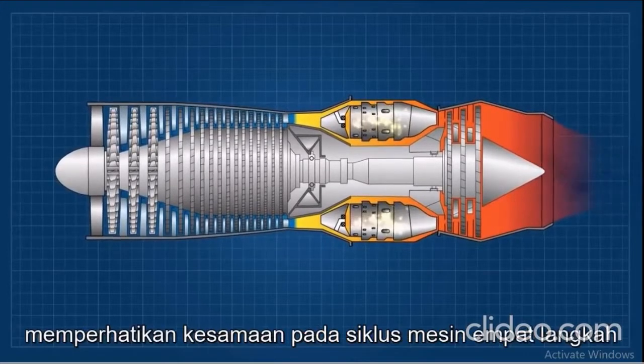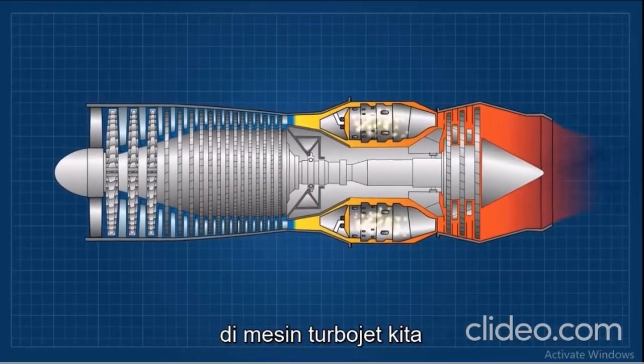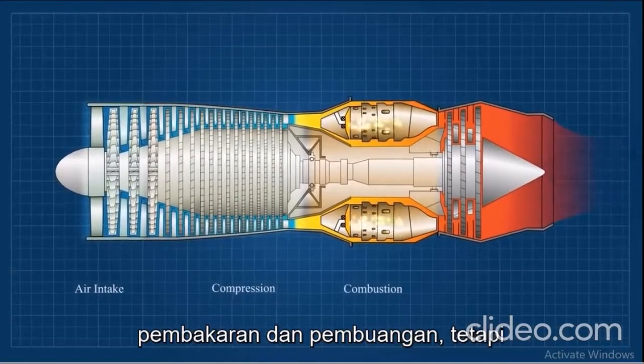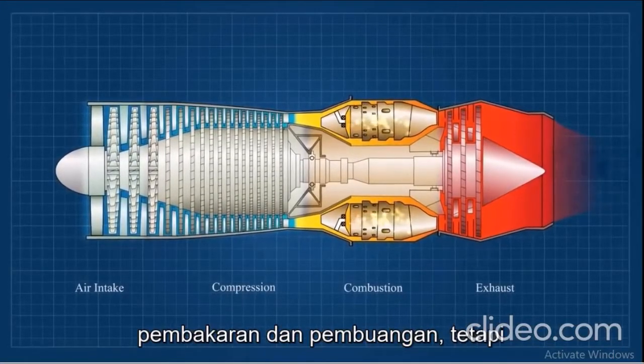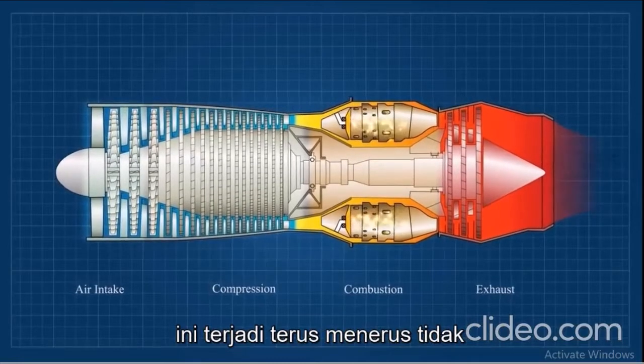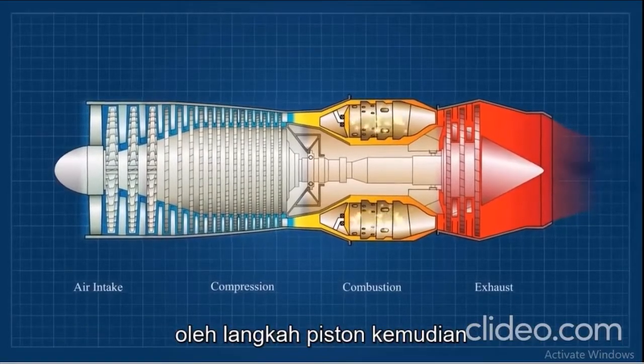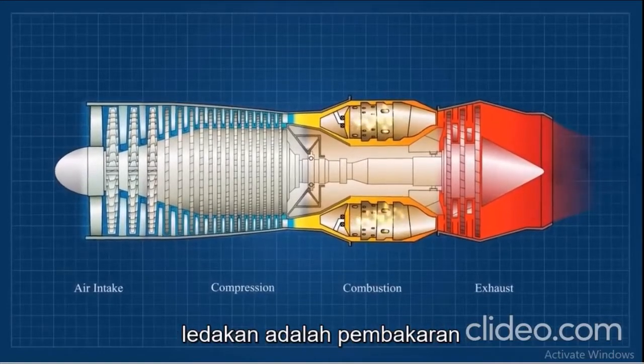Notice the similarity to the 4-stroke engine cycle. In the turbojet engine, we have the air intake, the compression, the combustion, and the exhaust stages. But this is happening continuously, not like a cylinder where every stage is defined by the stroke of the piston and then the explosion is the combustion.